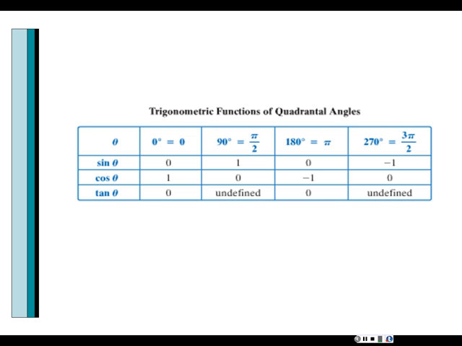It's undefined because of this. Remember, the tangent has a formula. What was that? It's sine by cosine, right? So what happens at 90, that sine is 1, cosine is 0. So you are basically dividing 1 by 0, which becomes undefined.